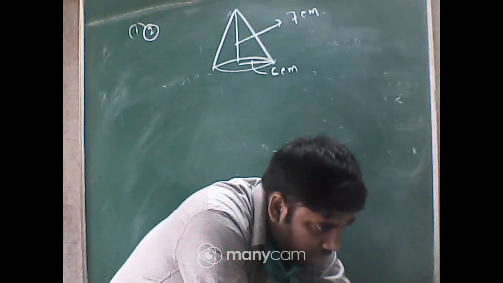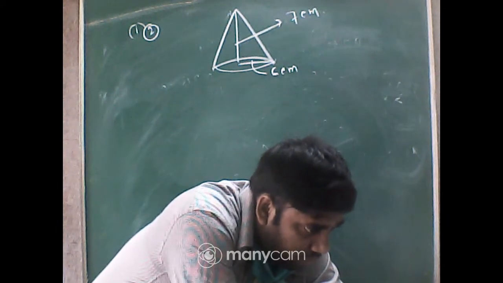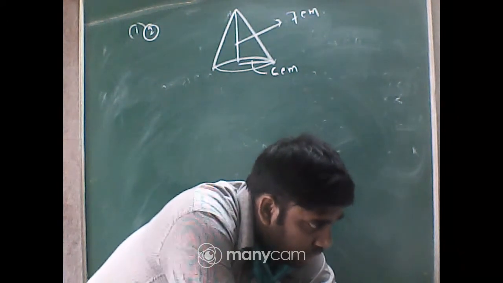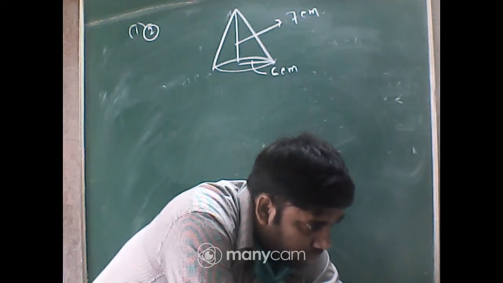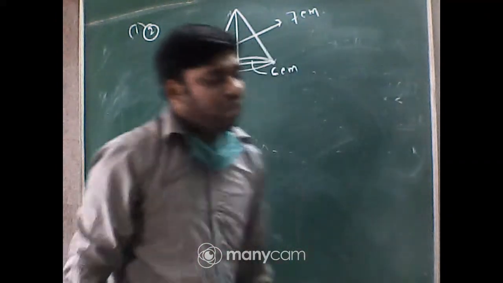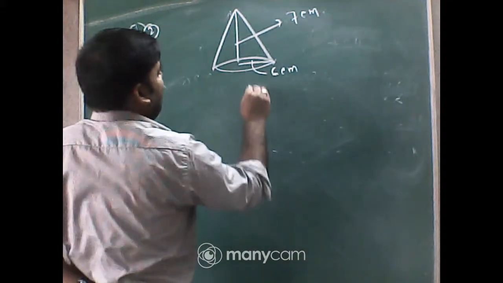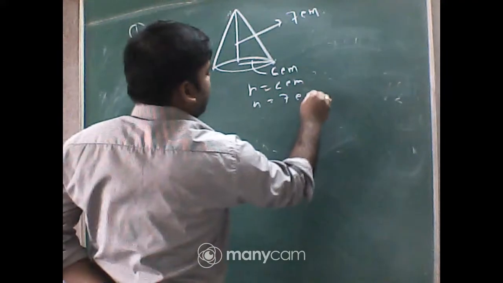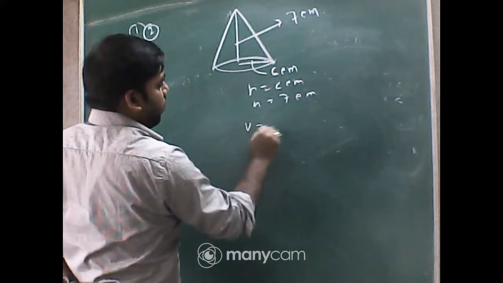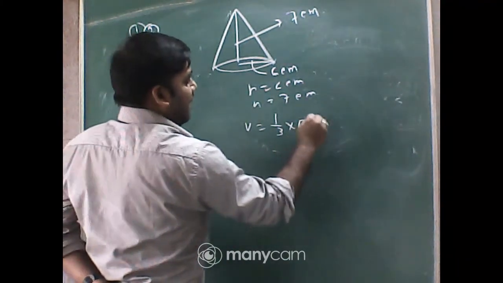Nafisa Akhtar 264, Rajonna 264. Okay, just 20 seconds to go. 264. Okay, so look at the board everyone. It is very easy. Some students, r equals 6 centimeter is given and h equals 7 centimeter given. So simple question, volume equals 1/3 pi into r square into h.